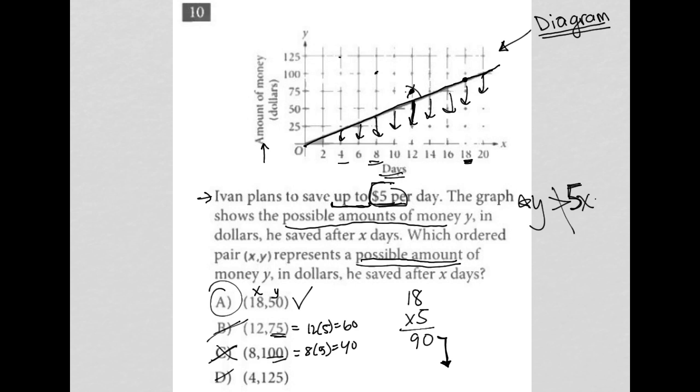But solving this via the diagram method, just looking at the graph, understanding what it means to save up to $5 per day, is very important, and choice A becomes the obvious answer here.